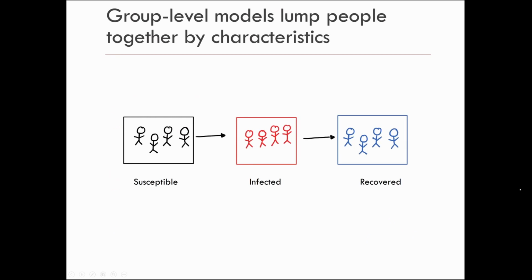When we're thinking about group level models, the way that these work is basically by lumping people together by some key characteristic. The simplest thing to do is to lump together all people who are susceptible to a disease, then all people who are infected with that disease, and all people who are recovered from that disease. And then we basically just map the flows between those groups of people without worrying about particular individual characteristics of those people. So we think about what is the average rate at which people move from susceptible to infected or from infected to recovered.